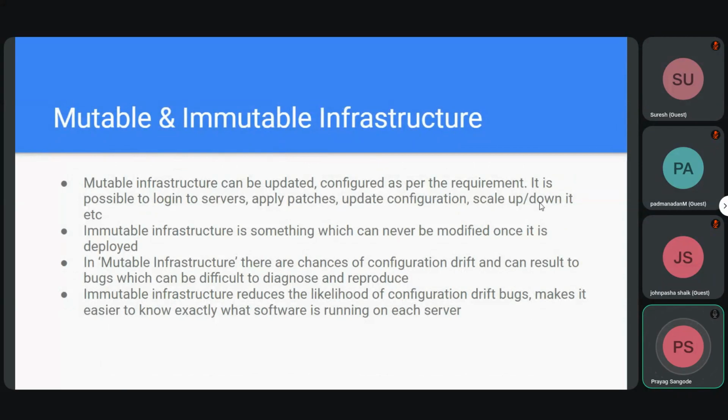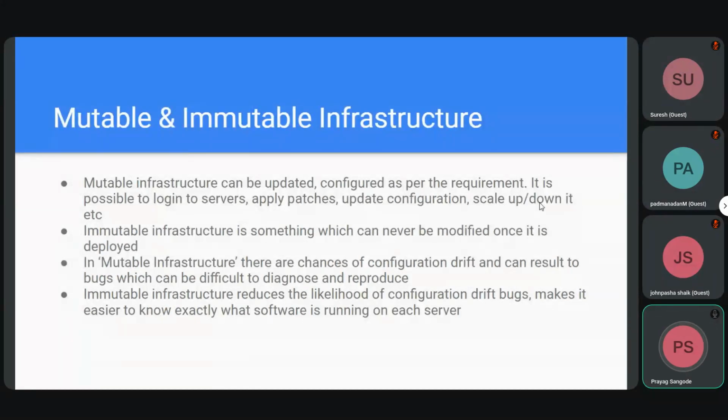Mutable infrastructure means there will be much configuration drift, and it is prone to bugs, whereas immutable infrastructure reduces the likelihood of configuration drift. In case there are some changes, it is very easy to know where things went wrong, and it's easy to find bugs in immutable infrastructure.